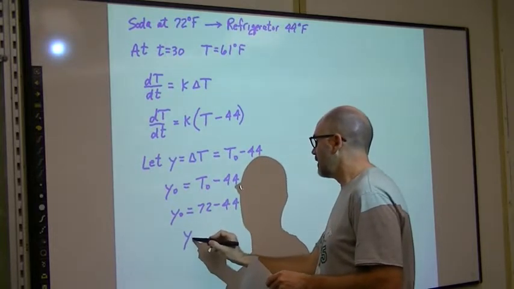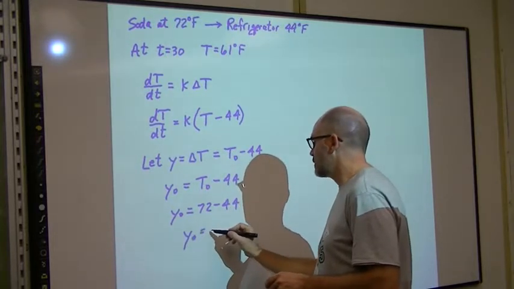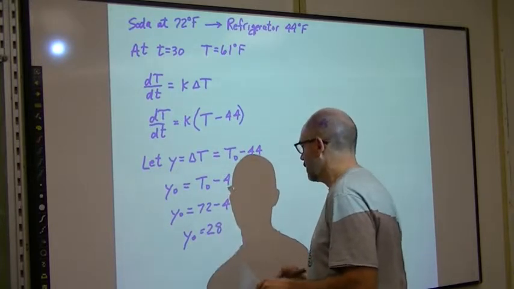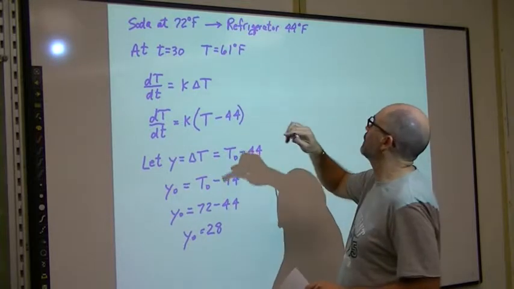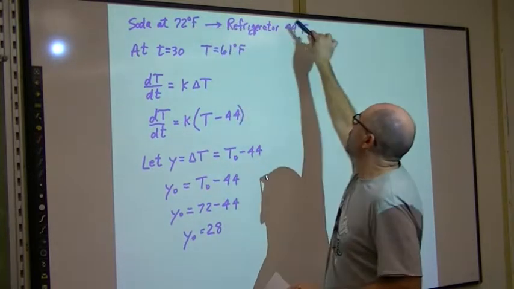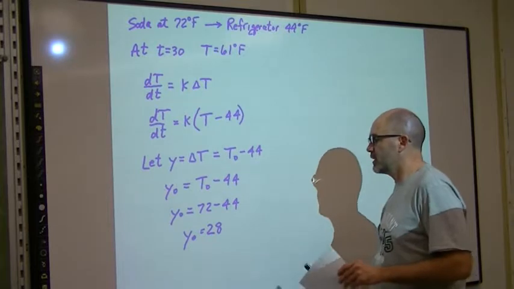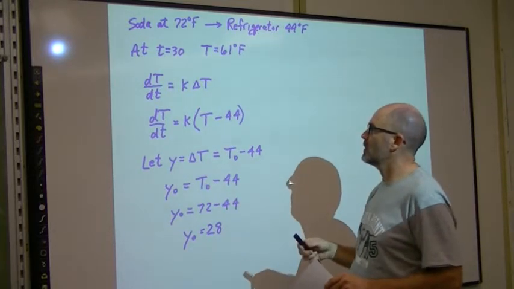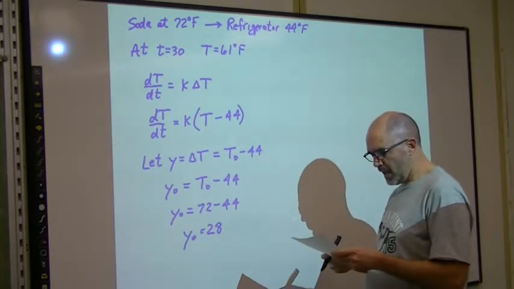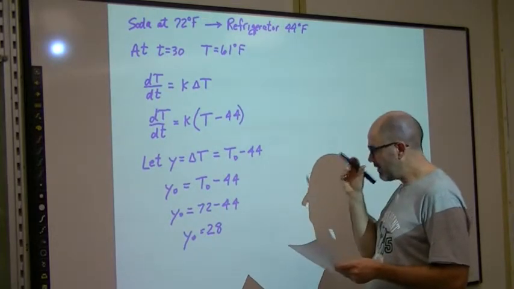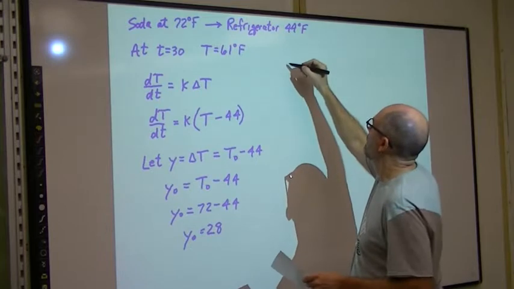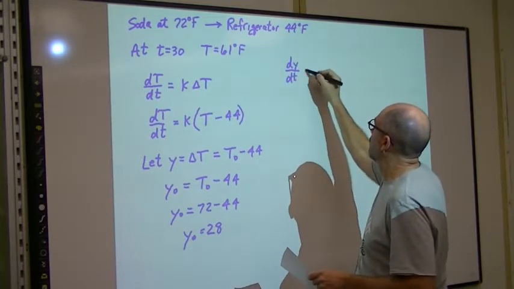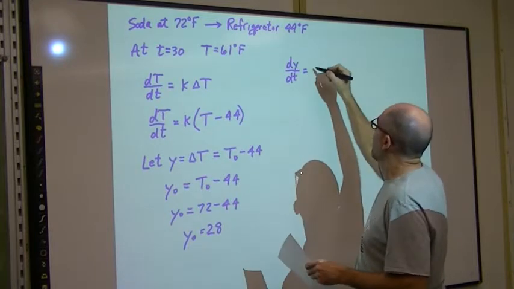So what we just found out is the initial temperature difference is 28 degrees. Our initial temperature difference from 72 to 44 is 28 degrees. So that's our y sub 0, which is the original delta T. So now what I have is dy/dt equals ky.